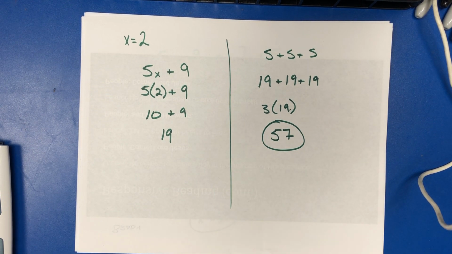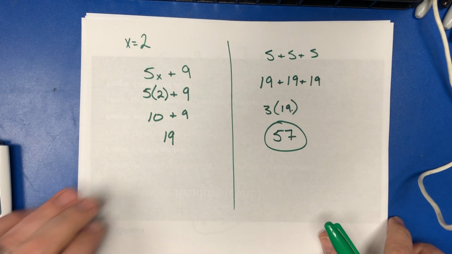57 units is my answer. My triangle is 57 units around. The perimeter of the triangle is 57 units. Okay? So that's kind of fun. I really like problems like this.